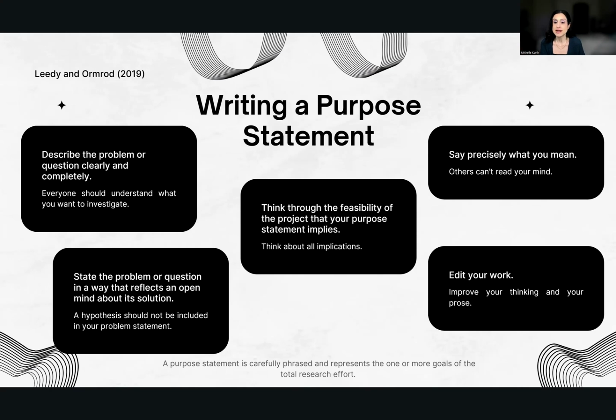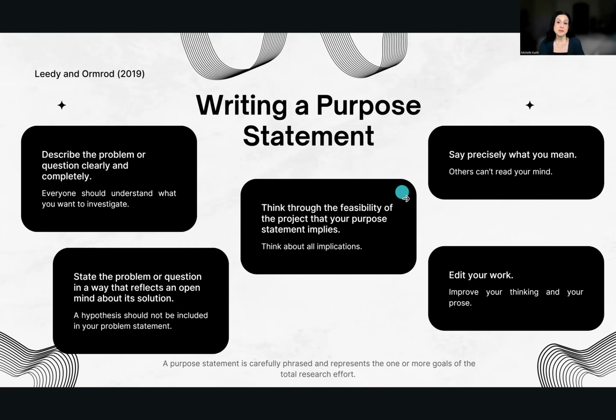And then edit your work, right? So improve your thinking, make sure you're thinking critically about it. Again, in research, you'll have several iterations. And again, it's a cyclical process, right? We talked about this in the last video. So this is how you write a purpose statement.